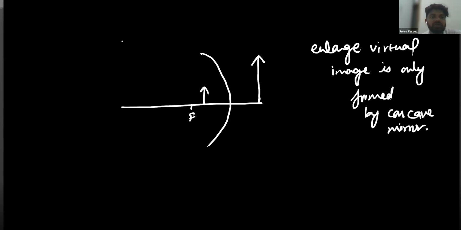Okay. Today we are going to discuss numerical problems related to spherical mirrors. In the previous class we discussed the sign convention, and I am going to explain it one more time. For example, this one is the positive y-axis, this one is the positive x-axis, this one is the negative x-axis, and this one is the negative y-axis.